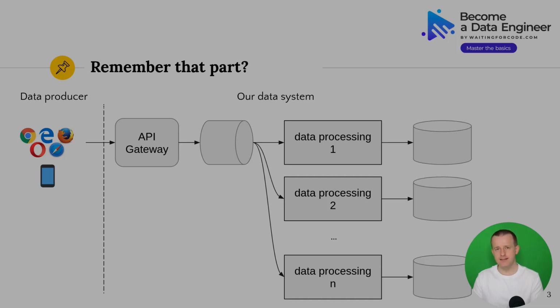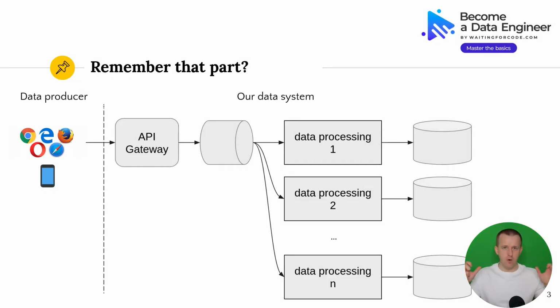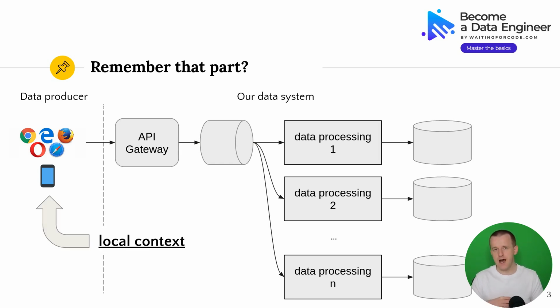So let's take our example of the pipelines we are currently working on in this course. We have our producers, an API gateway, which is nice and gives some flexibility, and we have our internal data system and multiple data processing jobs consuming data in real time. The problem is that the producers have only the local context, so they don't know anything about maybe the master data set for your data. Typically here we may have some kind of references for browsers, for devices.